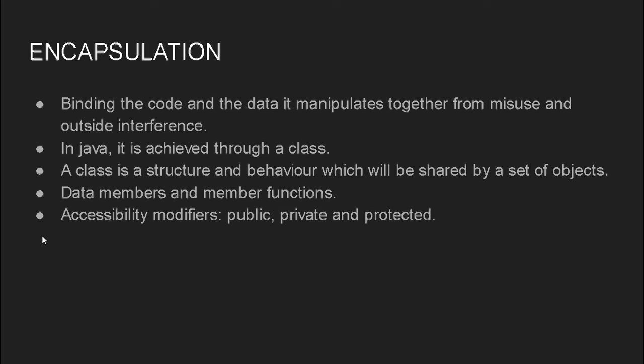Now let us go to the accessibility modifiers. So public, private, and protected. So what is an accessibility modifier? These are the keywords which modify how the code can be accessed by external classes. For example, if I talk about public, data members or member functions which are marked as public can be accessed from outside the class.